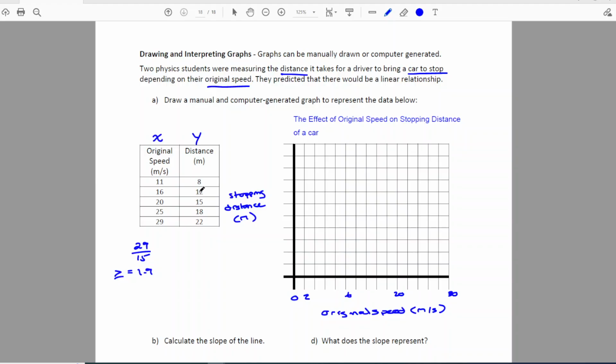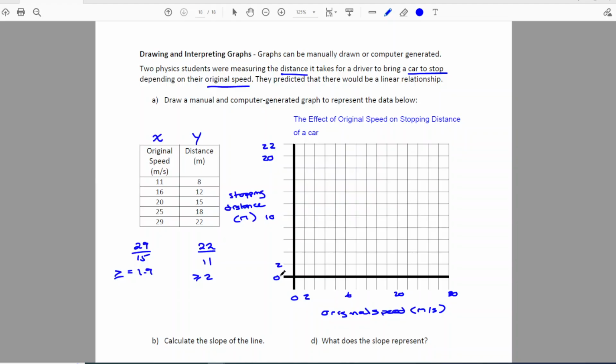My y-axis, I have to go up to 22 in how many grid lines? 1, 2, 3, 4, 5, 6, 7, 8, 9, 10, 11. Which means that it has to be at least 2, so let's just go 2. 2, 4, 6, 8, 10, 20, and I can label the top if I want. Okay, now let's plot our data points.